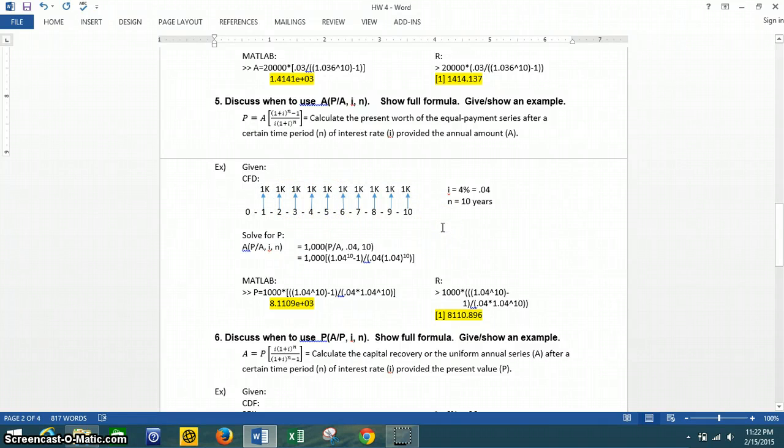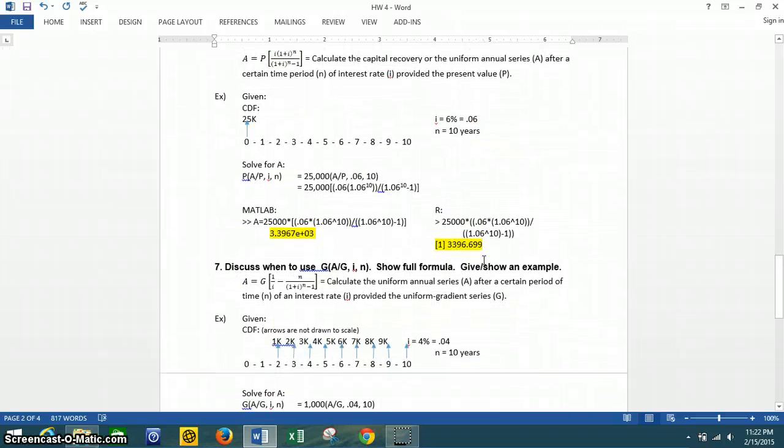Now you simply use the same nomenclature to calculate this present worth, and then you will substitute your information into that formula, just like the formula has listed. Insert that information into MATLAB or R to calculate or compute your amounts. And so for your present worth, now we're trying to see exactly how much you would have to be given at the very start, given this amount of interest. And at the very start, you would have to have $8,110.90. Now let's move on to the next possible problem.